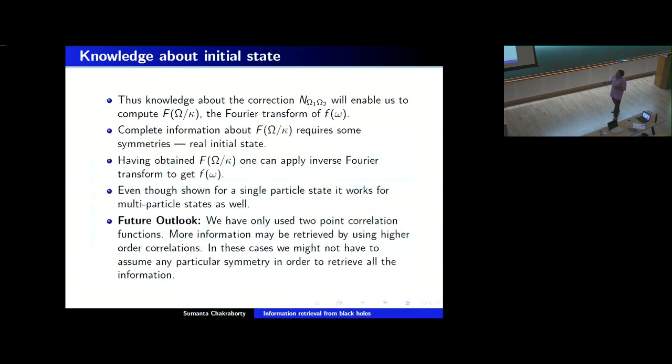Now, what are the future outlooks? As I have already mentioned, we have only used 2-point correlation functions. More information may be retrieved by using higher point correlation functions. And in these cases, we might not have to assume any symmetry. For example, here we have assumed the existence of a real initial state in order to retrieve the full information. But we might not have to assume any particular symmetry in order to retrieve all the information.